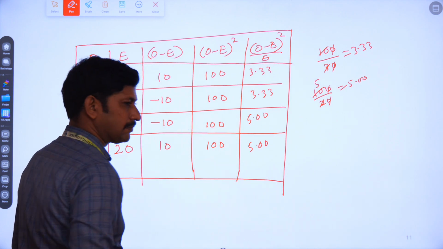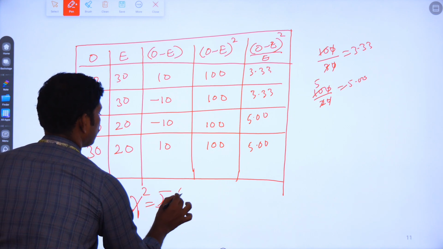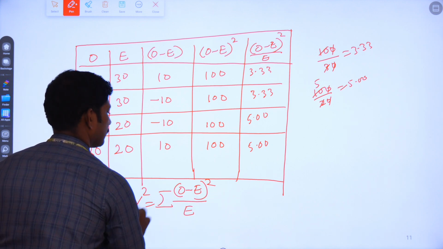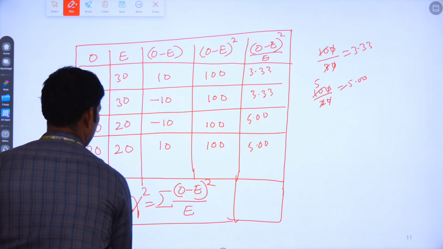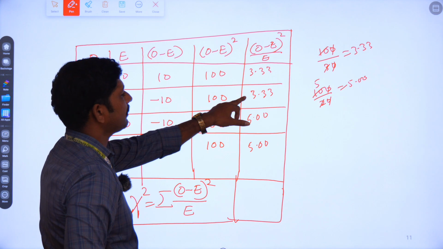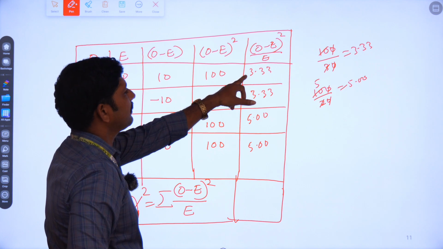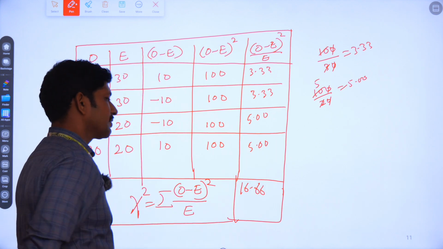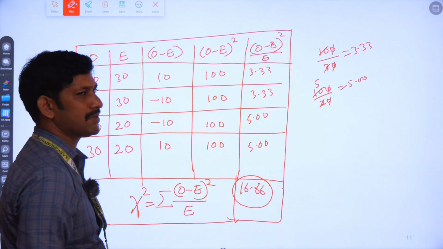The chi-square formula: chi-square equals summation of observed minus expected, squared, divided by expected, which is equal to the sum of the values. 5 plus 5 is 10, 10 plus 3.33 is 13.333, 13.333 plus 3.333 is 16.66. So this is the calculated value of chi-square.